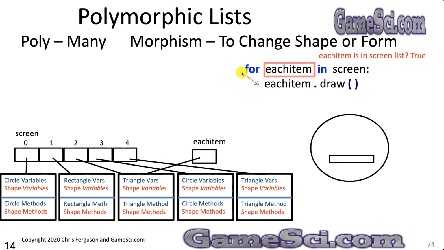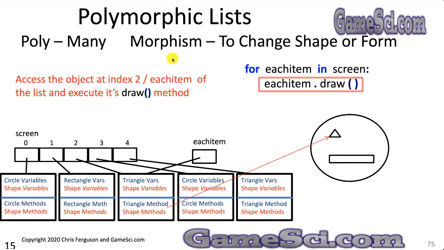So I'll go inside the loop and execute the draw. Access the object at index 2 / each item of the list and execute its draw method. Each item is a reference to this triangle. So when I get to the triangle and say draw, what do you think a triangle object is going to draw? That's right, it's going to draw a triangle.